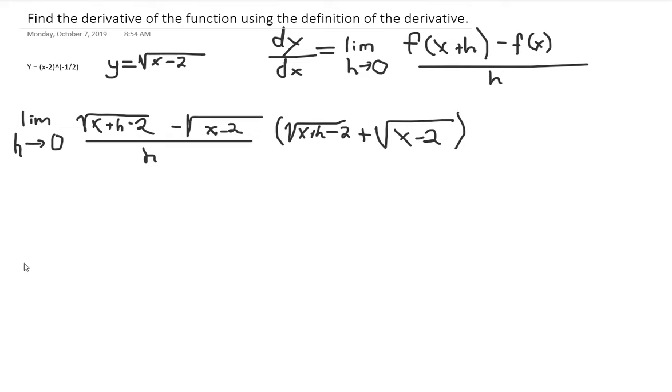So what we get is the radicals go away on top, which is what's so cool about this technique. So then we get stuck with x plus h minus 2 minus x, and then it would be negative times negative 2, so you just get plus 2. And then all over, you get this quantity times h at the bottom.